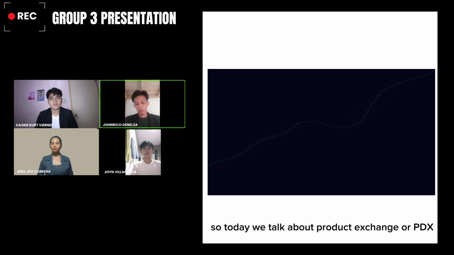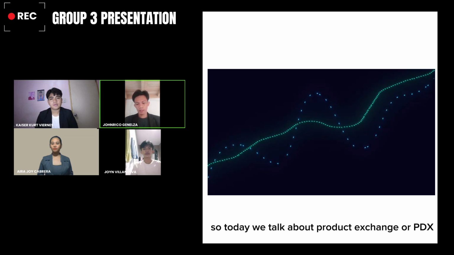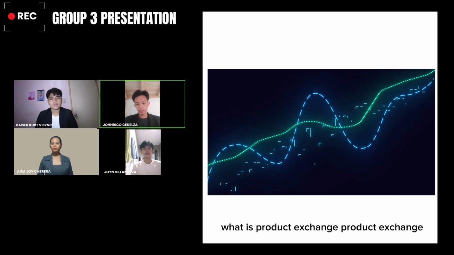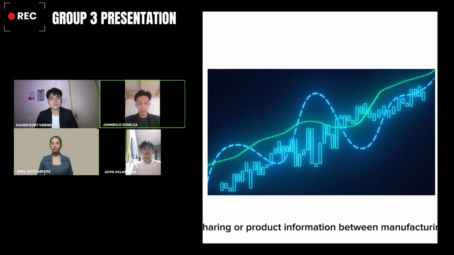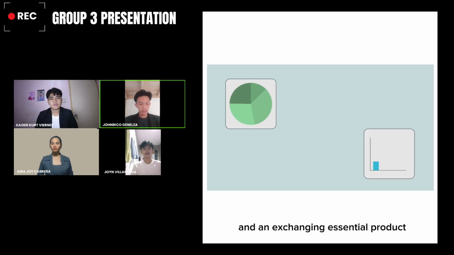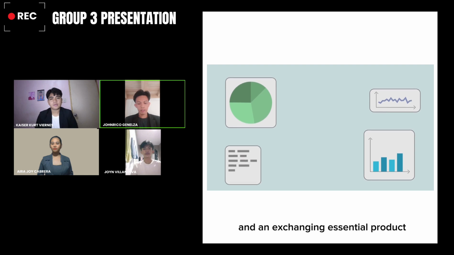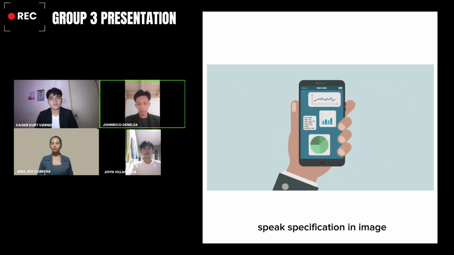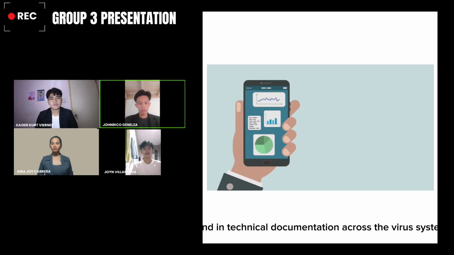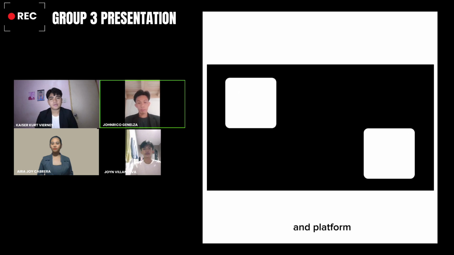So today we talk about product data exchange or PDX. What is product data exchange? It's a modern supply chain process enabling efficient and accurate sharing of product information between manufacturers, suppliers, retailers, and other stakeholders. This process involves standardizing and exchanging essential product data such as product description, specification, image, and technical documentation across various systems and platforms.